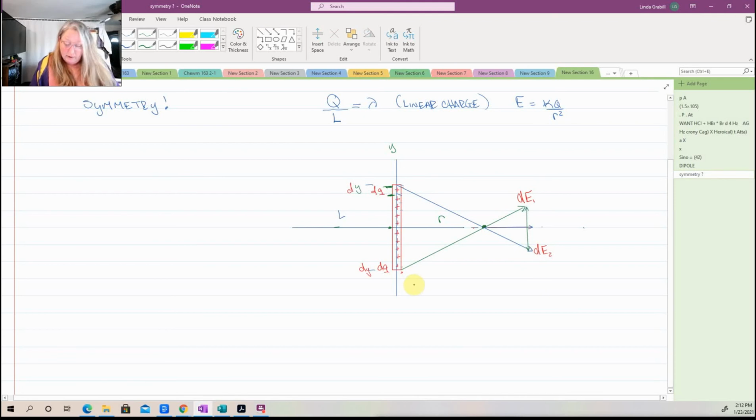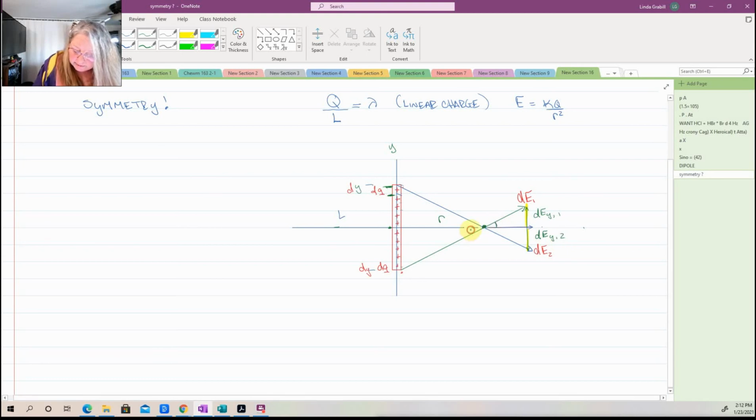The points are equidistant apart, so my r is the same, and the magnitude of the charges are the same. So that being said, even if I haven't drawn this well, that vector and that vector are going to cancel out. Those would be my dE in the y, 1, and dE in the y, 2. Sweet, so I don't need to worry about that. They cancel. I'm done. The only thing I need to focus on is my x.